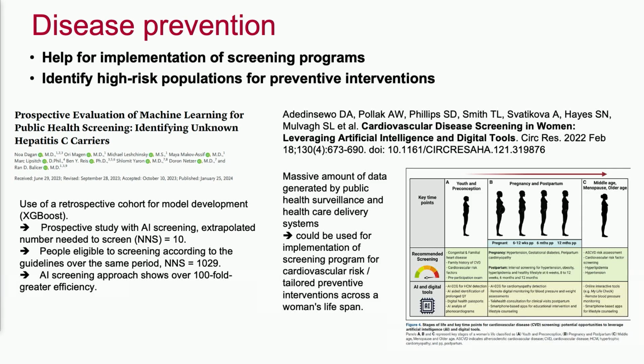Other application of AI might be to use the massive amount of data that are produced and generated by public health surveillance programs and also healthcare delivery systems, for example, implementing strategies for screening, but also for deciding some specific preventive measures in the case of women with cardiovascular diseases over women's lifespan.